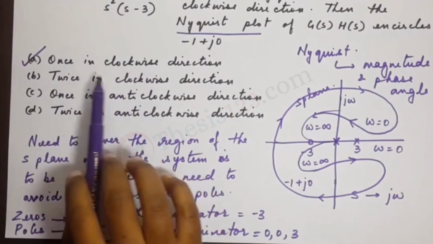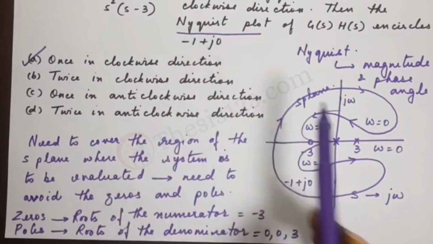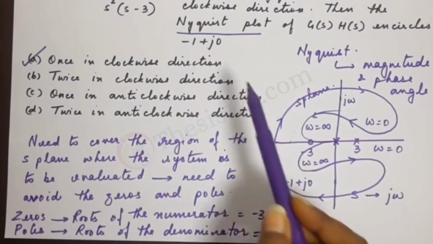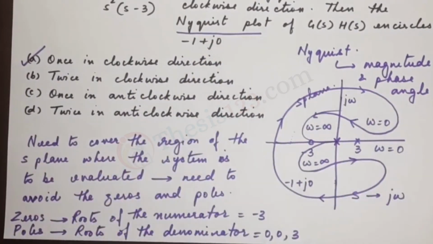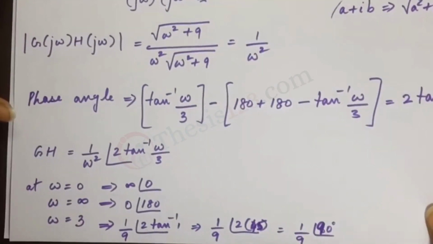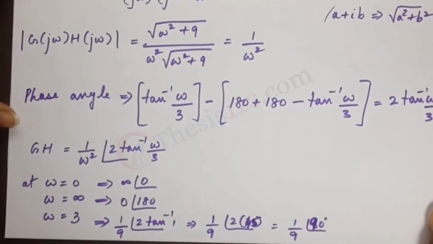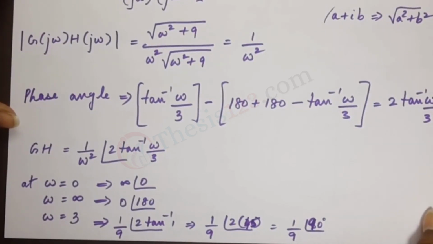It circles once around minus 1 plus j0 in the clockwise direction. Well, I hope these notes are enough to give you a basic understanding of what a Nyquist plot is, or how it can be plotted using the transfer function given to us. Well, I hope this helps.